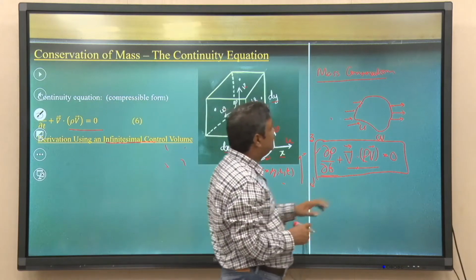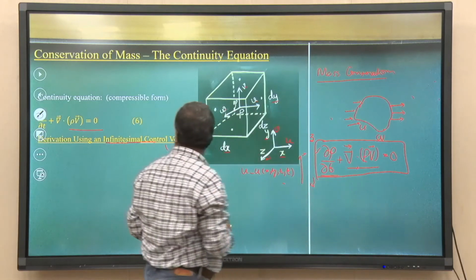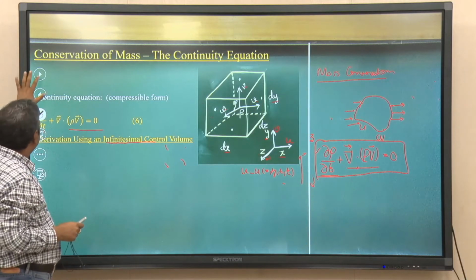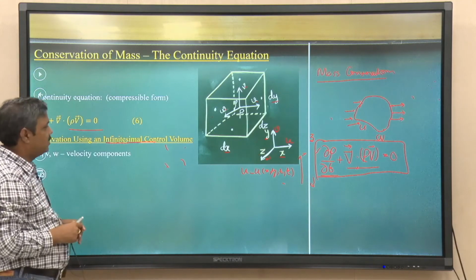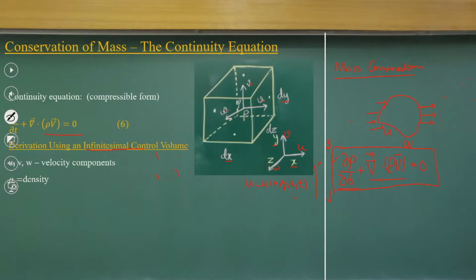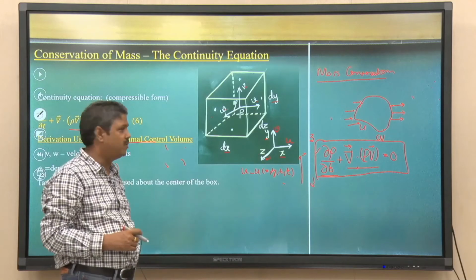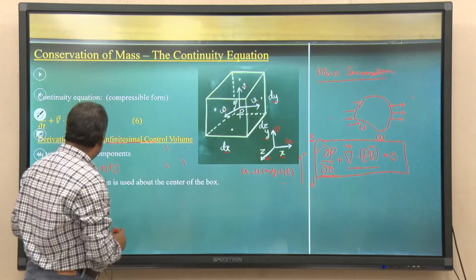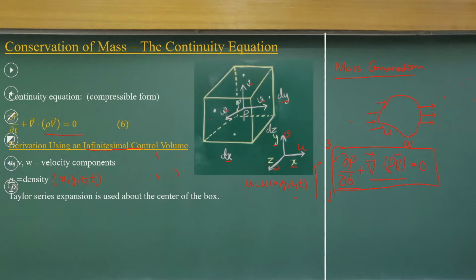Now, the velocity components are functions of positions and time, and I can say that the density is also a function of positions and time. Here the very basic thing is that I can apply the Taylor series, a very basic concept: any function, if it is a continuous variable, can be approximated using Taylor series expansions.